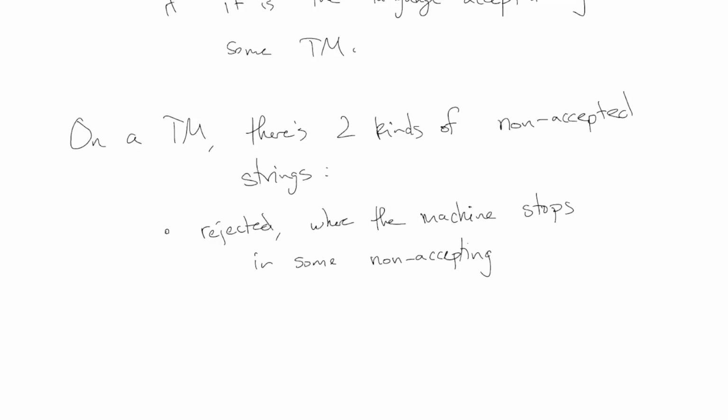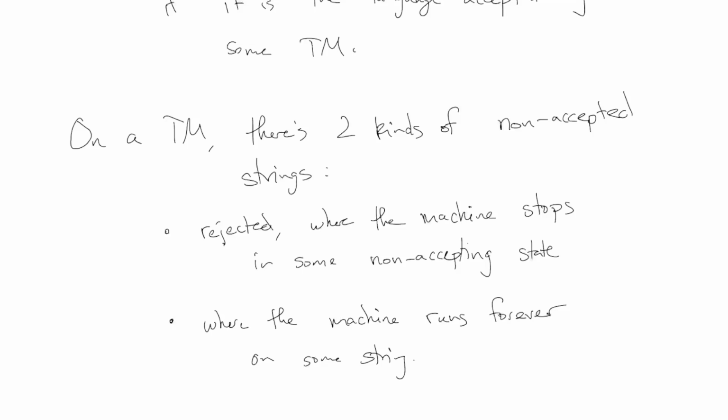This is the typical way that a string is not accepted by a Turing machine. The machine just stops because it has no arrow to go on for the next part of the string. In almost every example we've ever talked about, this is the typical way that a string fails to be accepted. But there is another way that a string could fail to be accepted. There are two kinds of non-accepted. One is when the machine stops in some non-accepting state. The other is where the machine runs forever on some string.